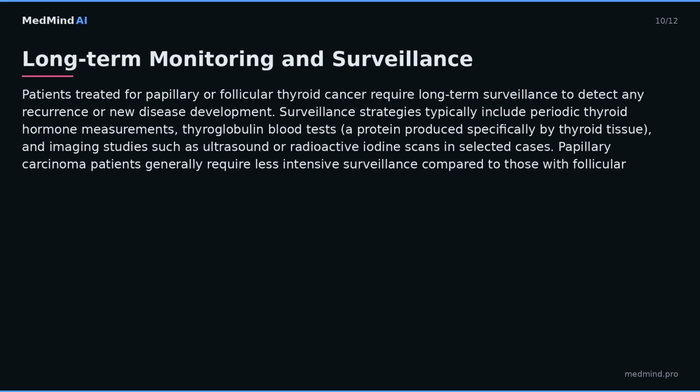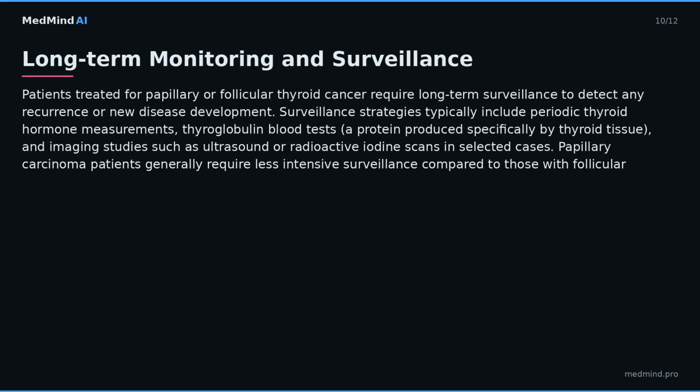Long-term monitoring and surveillance. Patients treated for papillary or follicular thyroid cancer require long-term surveillance to detect any recurrence or new disease development. Surveillance strategies typically include periodic thyroid hormone measurements, thyroglobulin blood tests, a protein produced specifically by thyroid tissue, and imaging studies such as ultrasound or radioactive iodine scans in selected cases.